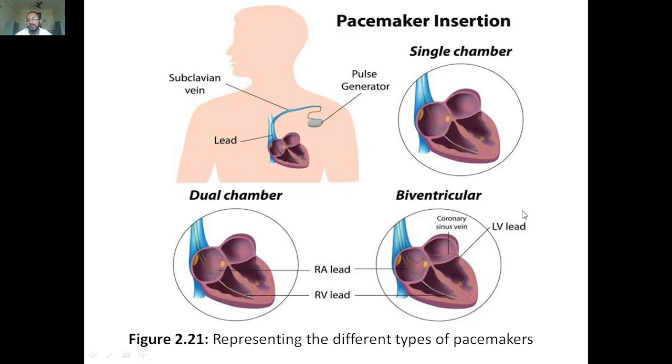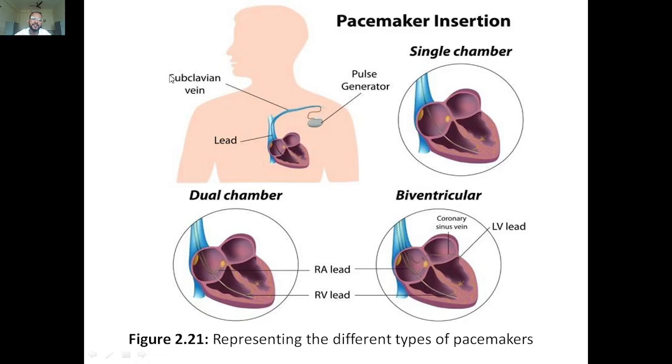Now biventricular, in the sense both sides. Understanding? So the coronary sinus vein will be there here. So here the RA lead will be given here, and another given here. That will give you the two things, so that the contraction can be understood. So it can be both atrium or both ventricles.